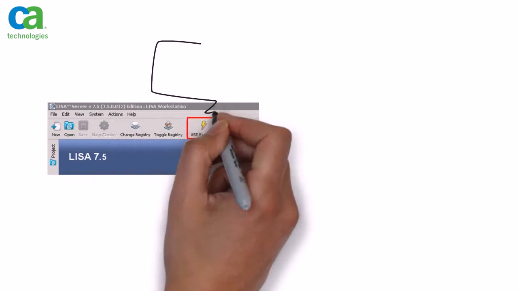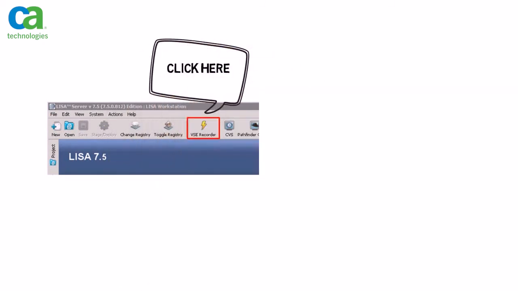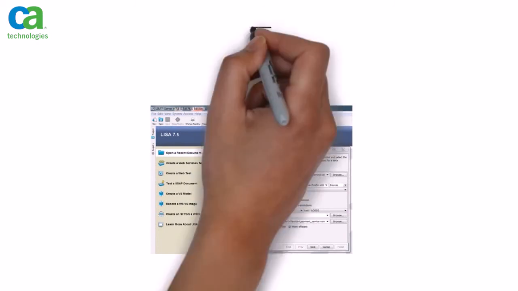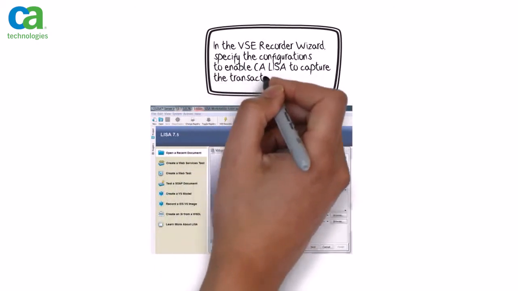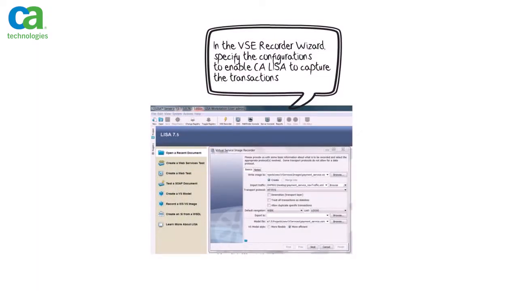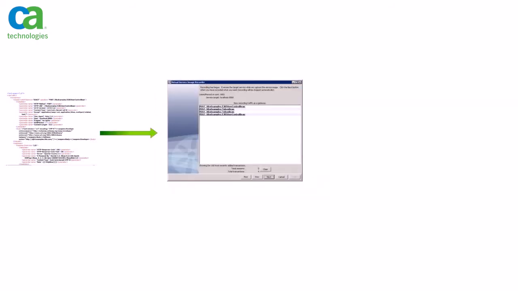Open CA/LISA workstation and launch the VSE recorder. Next, in the recorder wizard, specify the basic configurations such as path, name for the virtual service image and the virtual service model file. Then, browse and import the raw traffic file. This will enable CA/LISA to import the transactions from the raw traffic file. Continue with the recording wizard to create the virtual service from the transactions in the raw traffic file.